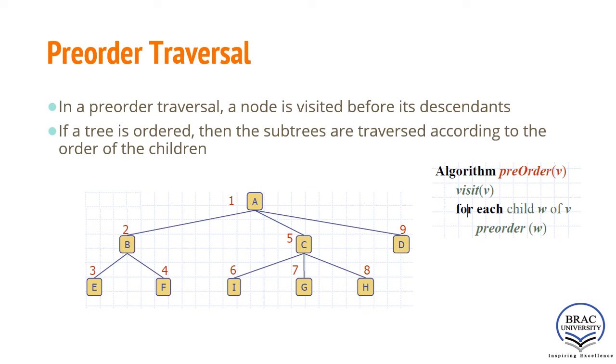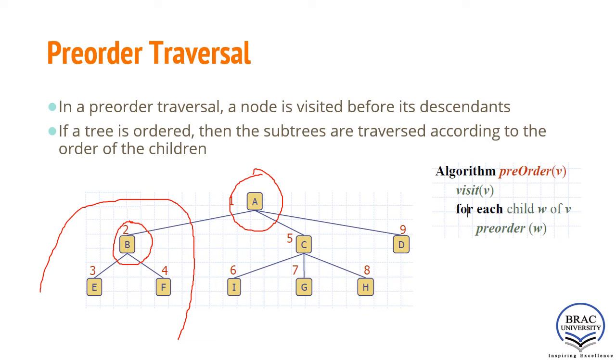I am highlighting it. Fine. So at first we need to visit A, then its left child, that is B. So we will visit B. Then actually after A, our target is to visit this left subtree.